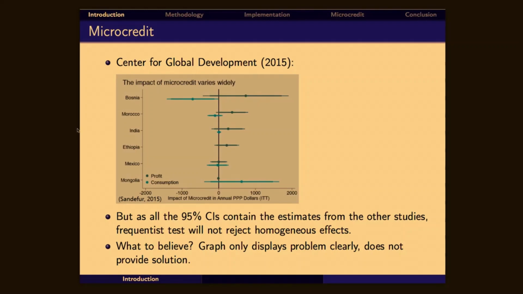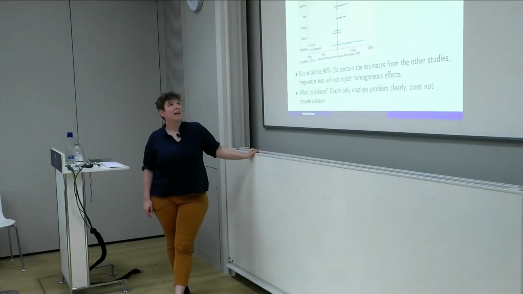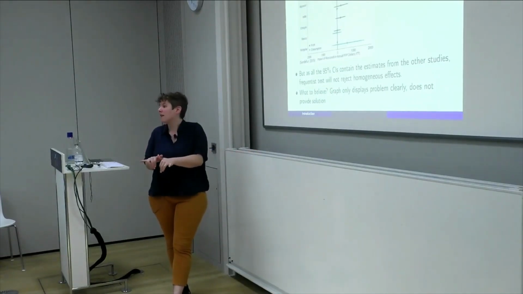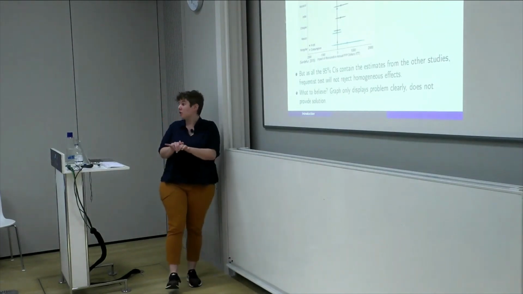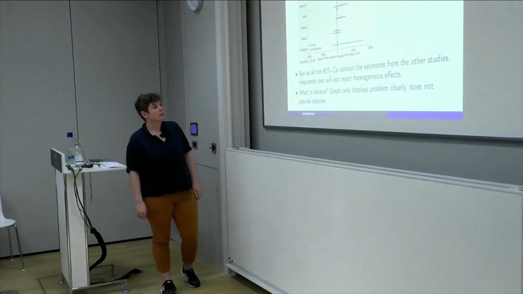So he's titled this graph, The Impact of Microcredit Varies Widely. And that was his takeaway from it. But what you can see is that almost all of the 95% confidence intervals actually contain not just an overlap with the other confidence intervals, but the actual point estimate of the other studies. So you're not going to be able to reject homogeneous effects in this literature in most standard tests.